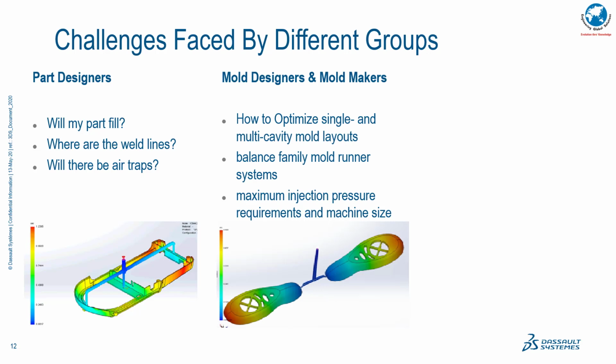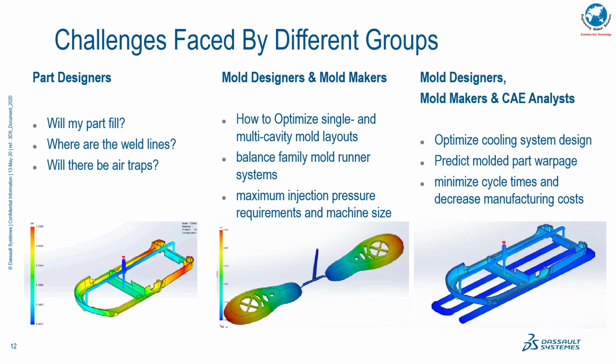If there is a mold maker, they need to optimize their multi-cavity mold and have a balanced runner for the multi-cavity, and find out how much pressure is required to fill this cavity and, by filling this cavity, what type of machine they need to choose. If there is a senior engineer or a CAE analyst, they need to produce the best cooling design for optimized heat transfer, avoid part warpage to avoid fitting issues, and minimize the cycle time to increase productivity.